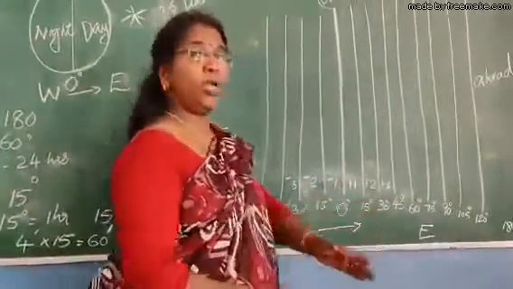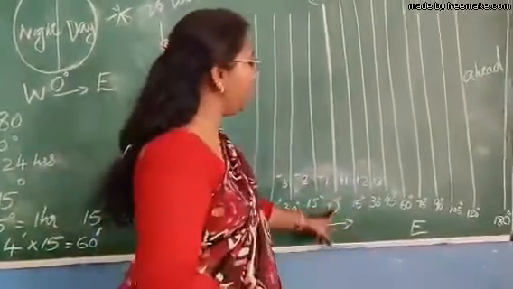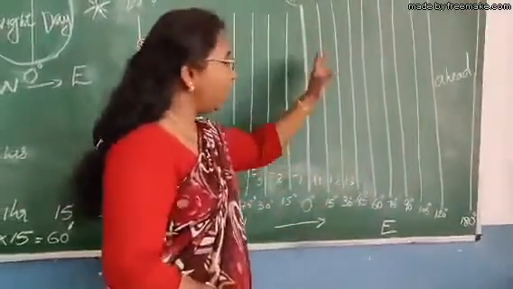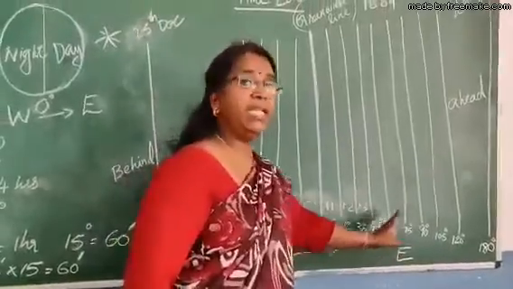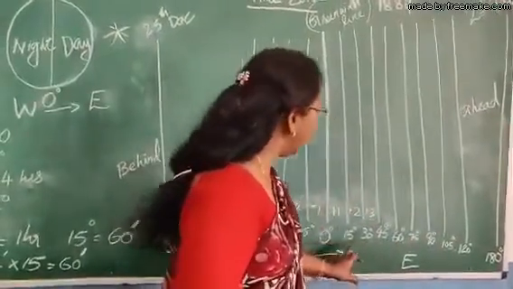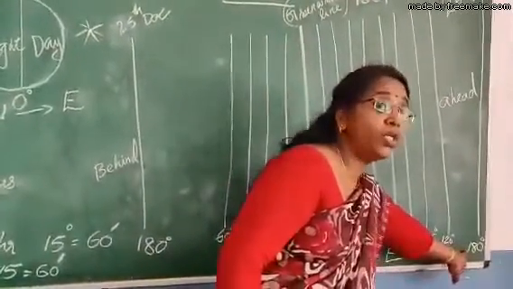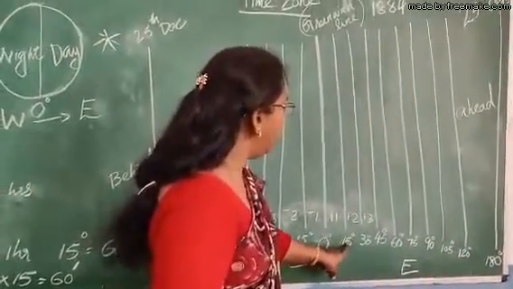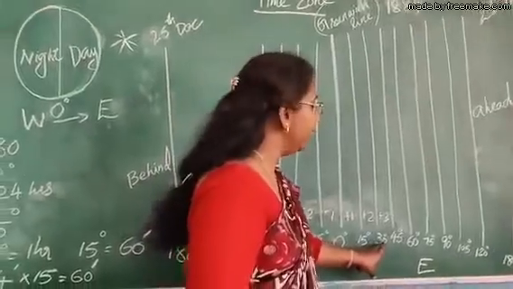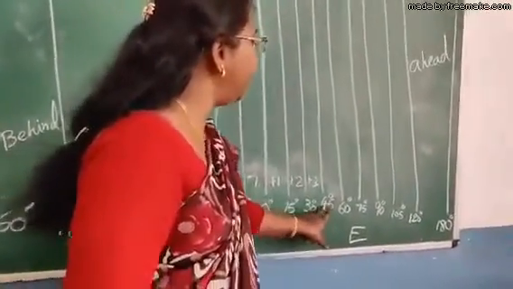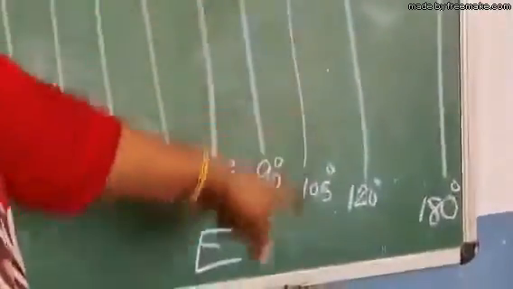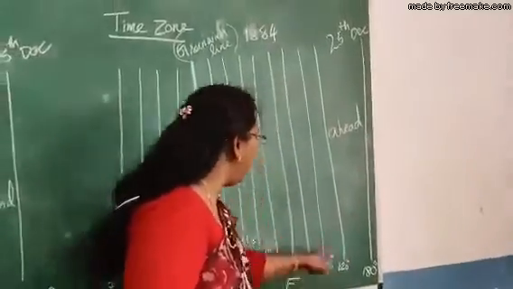You can draw in your notebook from 0 degree to here 180 degree, and draw the longitude at an interval of 15 degree. So you will get 12 longitudes from here to here. That means 12 times. So from 0 to 15 degree 1 hour, 15 degree to 30 degree, 30 degree to 45 degree, 45 to 60 degree. Accordingly, you will get 12. I have not drawn all the longitudes here.